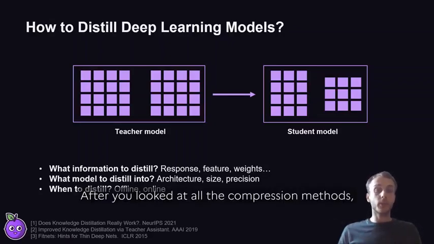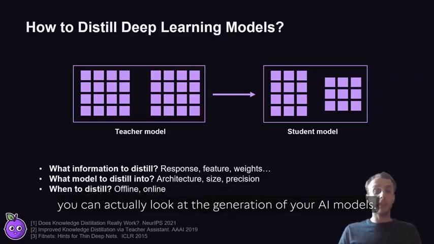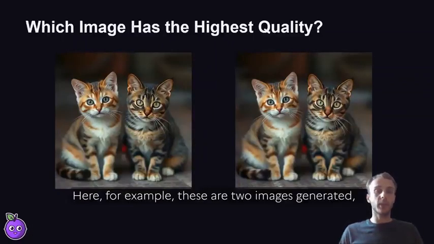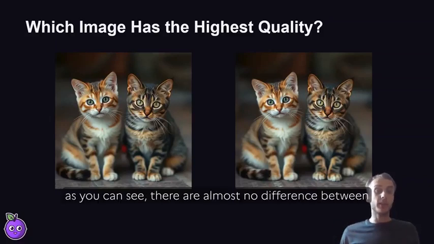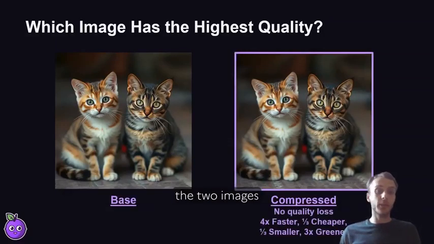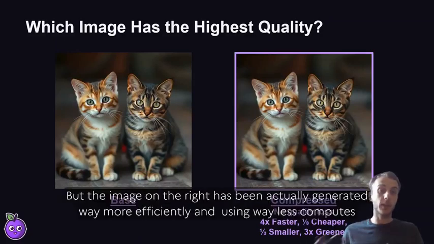After you have looked at all the compression methods, you can actually look at the generations of your AI models. Here, for example, are 2 images, one generated with the base model, one with the compressed model. As you can see, there is almost no difference between the 2 images, but the image on the right has been generated way more efficiently and using way less compute.